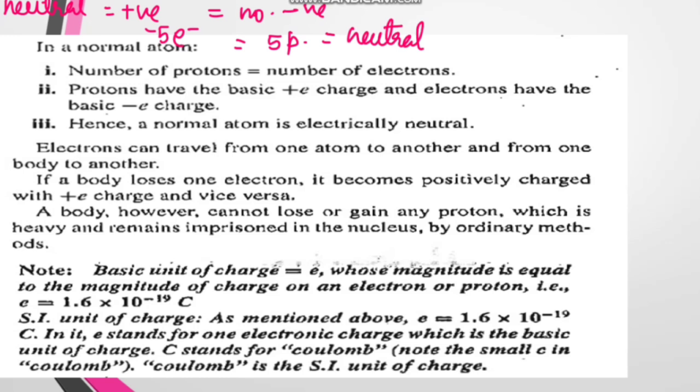The charge of a proton is plus e. What is its value? 1.6 into 10 to the power minus 19 coulomb. So this is the value. When I say it is electrically neutral, that means both numbers of charges are equal, and that's why it is neutral in normal condition.